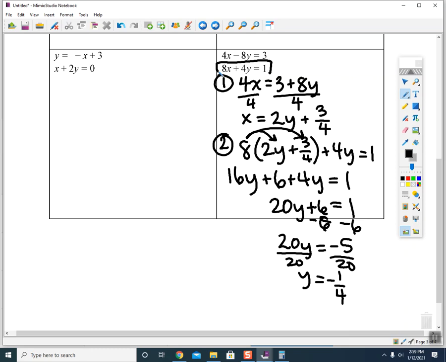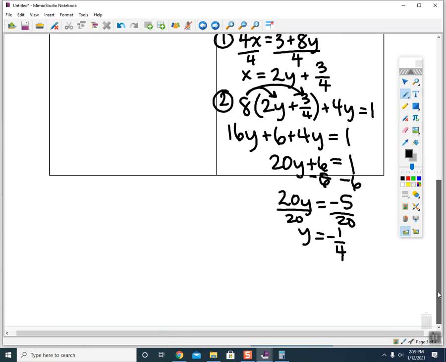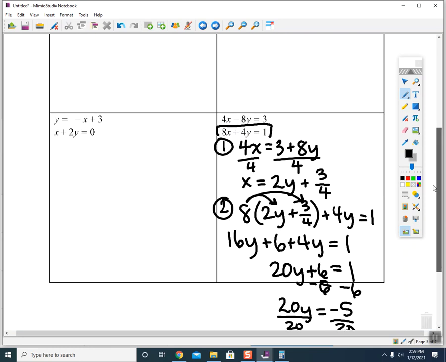My y is -1/4, and if I'm looking at that, well, I have to multiply y by 4. 1/4 times 4 is just 1, right? So I'm going to use the 8x plus 4y equals. This is number 3. 8x plus 4 times -1/4 needs to equal 1.